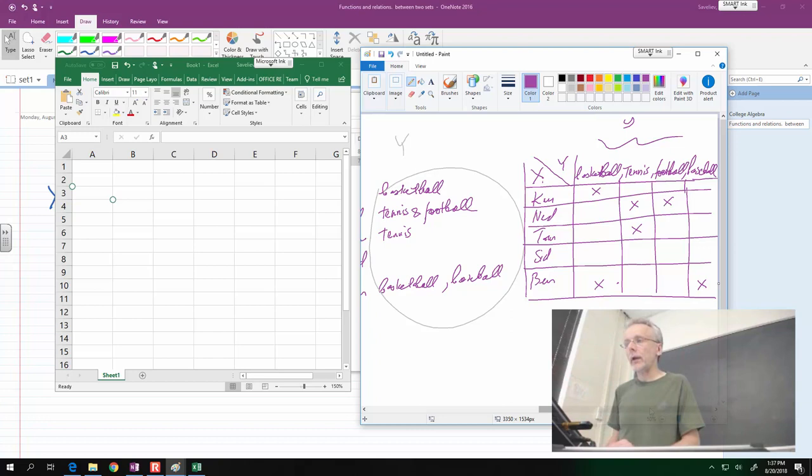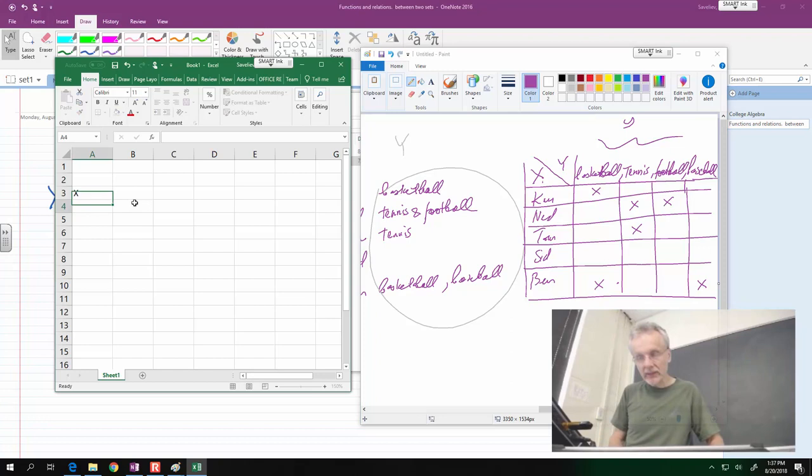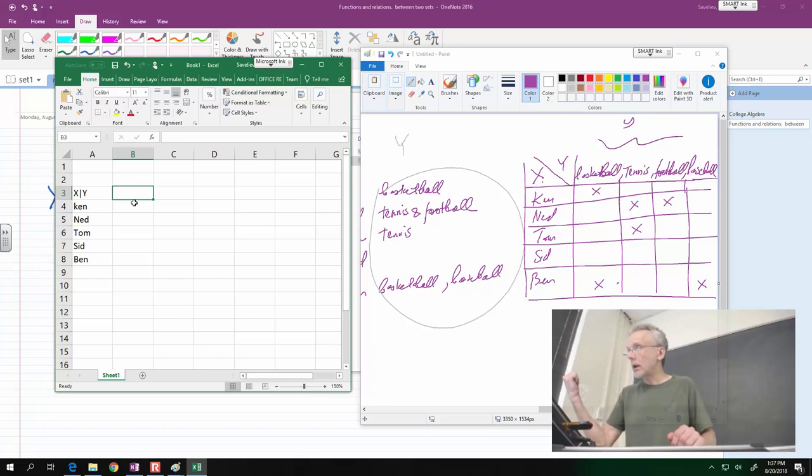So this will be my x, and I will be typing Ken and Ned and Tom and Sid and Ben. And here, as I pointed out, I'll be having the balls: basketball, and then the next one is tennis, and the next one is football, and the next one is baseball. Then I just put the crosses where they belong. So like this, X, and here, and X, and X, X.